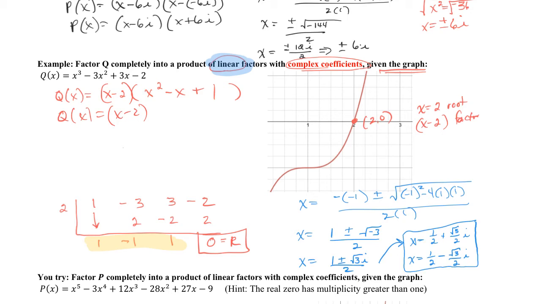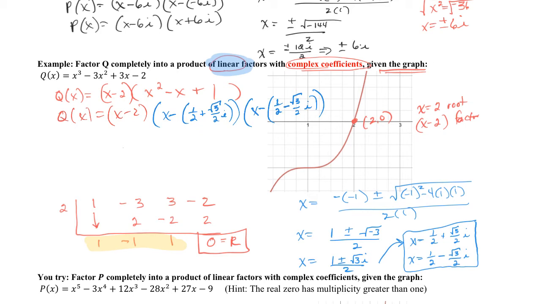So I've got q of x equals x minus 2 times x minus 1/2 plus the square root of 3 over 2 times i, and x minus 1/2 minus the square root of 3 over 2 times i. Again, you can leave it like that. If you want to distribute the negative sign through, you certainly can do that as well. But that's your factored form.